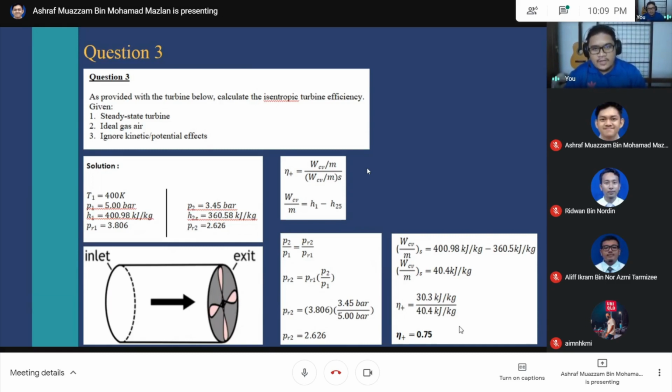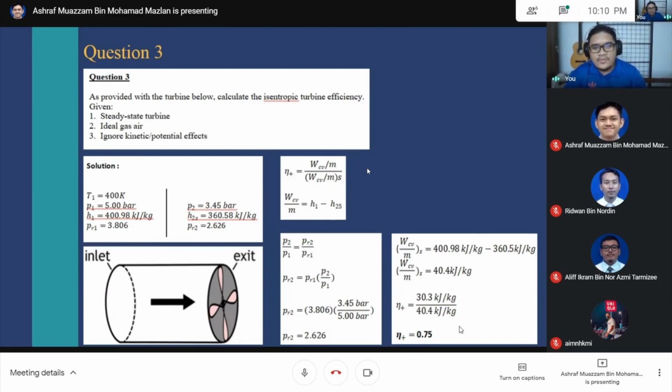But for the h2s, we need to use the formula P2 over P1 equals Pr2 over Pr1. Now, for the values of P1 and P2, we know they are 5.0 bar and 3.45 bar, and for the value of Pr1, we know that it is 3.806, but for Pr2, we do not know the value. To find the Pr2, we need to substitute the values, and we get 2.626.